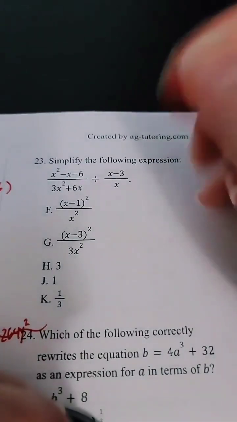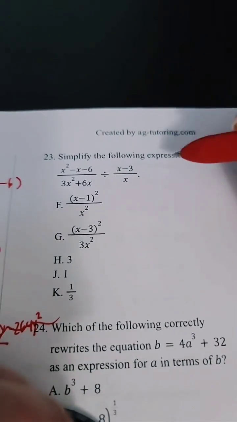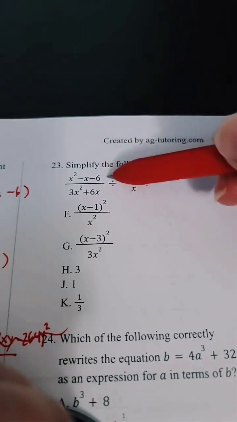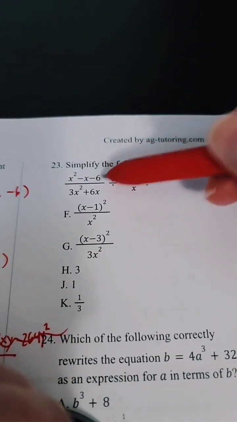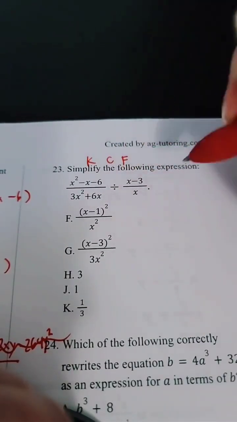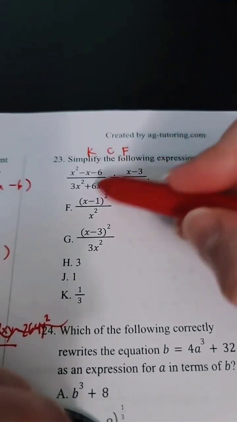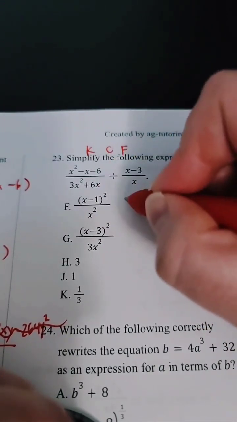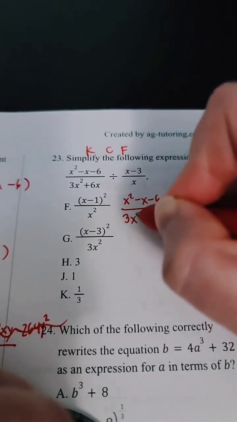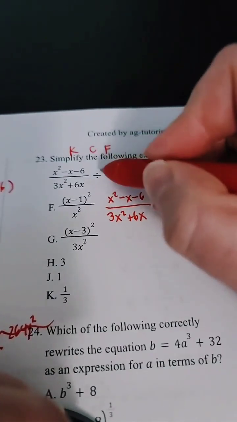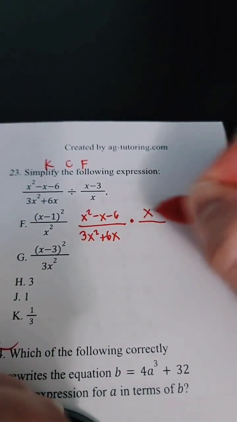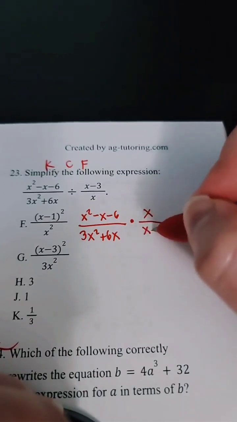So then let's go to number 23. It says simplify the following expression. So here, these are just fractions. Even though we have a bunch of variables involved, it's still just two fractions being divided. So we have to keep, change, flip. We're going to keep this fraction the same, change the division to multiplication, and flip this fraction to its reciprocal, so it's x on top and x minus 3 on the bottom.